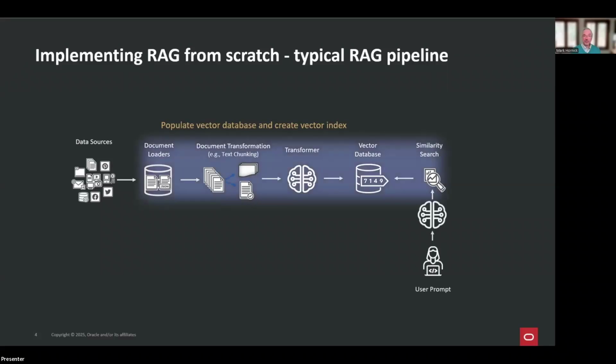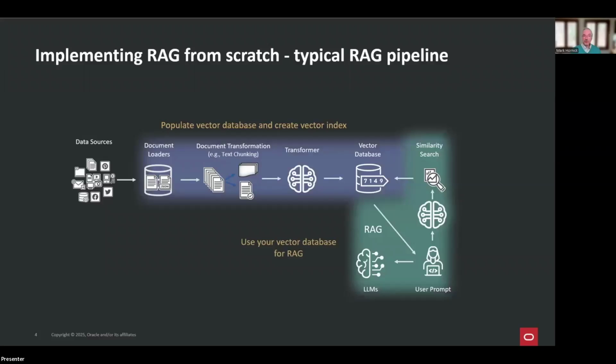Next, when the user submits a prompt, it too is converted into a vector using the same transformer model. The system quickly compares this query vector to those in the vector database. With millions or even billions of vectors, a naive search would be computationally expensive, so advanced indexing techniques are applied to enable fast, accurate retrieval.